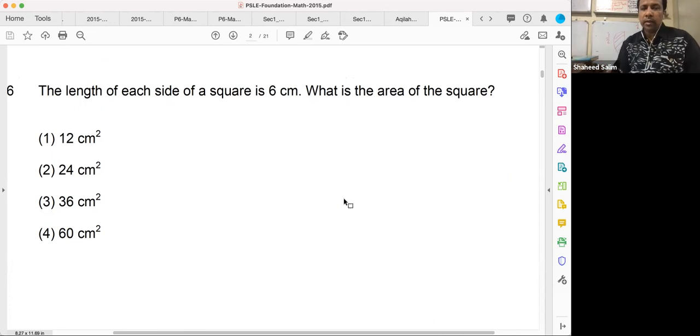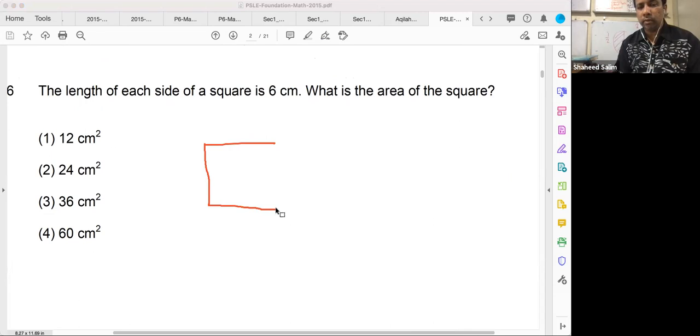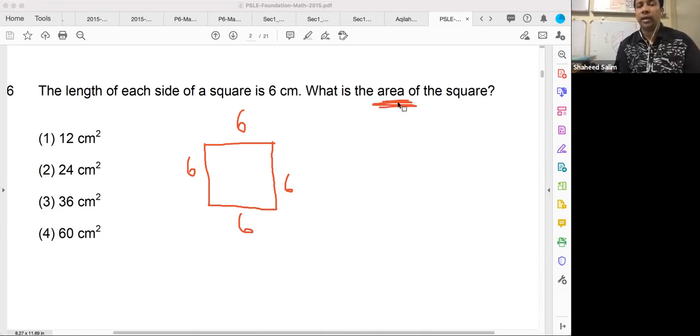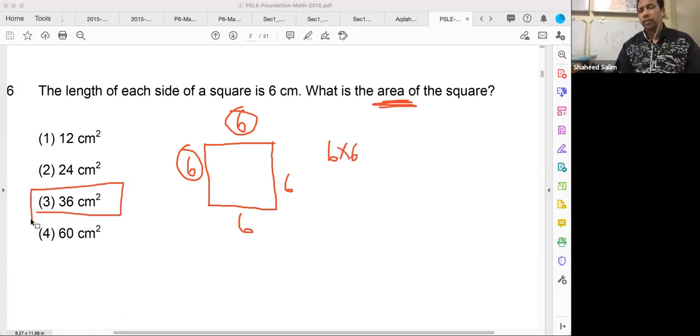Now let us see how they say it. They say each side of a square, you must draw. If they tell you that, you must draw. Don't just guess. Square down here. One side is 6 cm. Each side is 6 cm. If you take 6 times 4, you get the perimeter. 6 plus 6 plus, this is perimeter. They didn't ask for perimeter, they asked for area. Area is length times breadth. 6 times 6. You'll get 36.